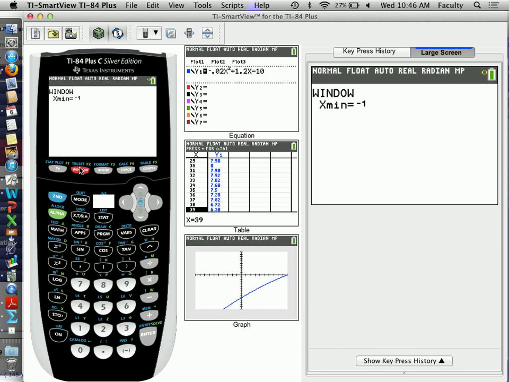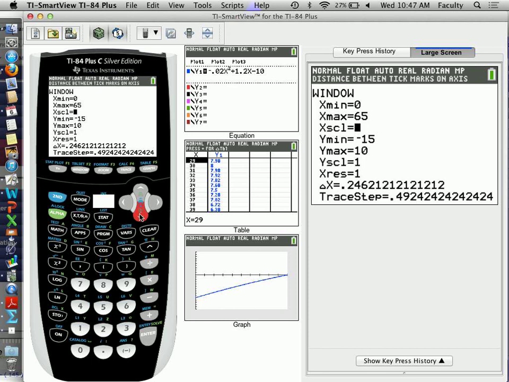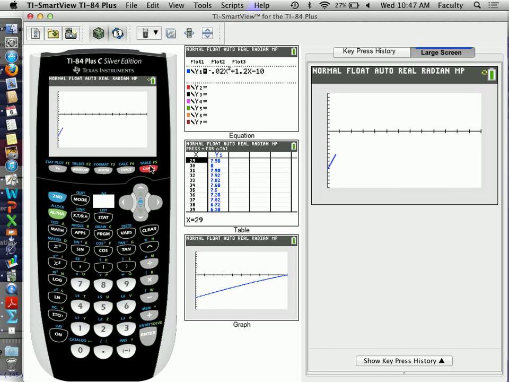So we need to go to our window, and we're going to change x minimum to 0. And let's go a little bit further. Let's go, say, 65, and we'll go by 5s. And we'll leave the y's alone. That's a much nicer looking parabola, isn't it? So sometimes you have to mess around with the window and you can use your table feature to help you.